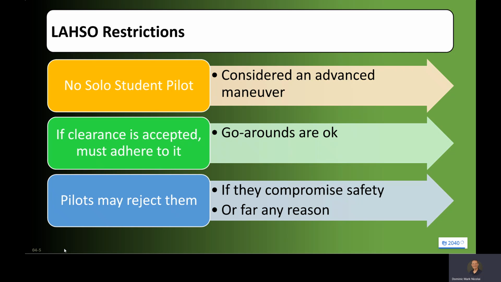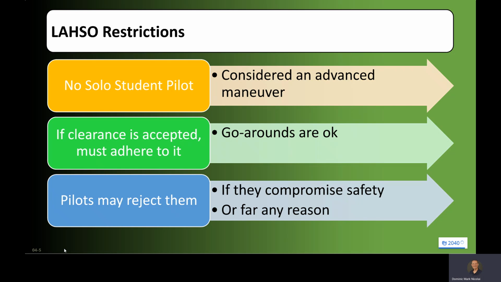Now, if a clearance is accepted, you must adhere to it. You can't change your mind and then blow through the holding point. You have to land and hold short if you accept the clearance. Interestingly enough, a go-around is still allowed. A go-around would be allowed for safety reasons only.